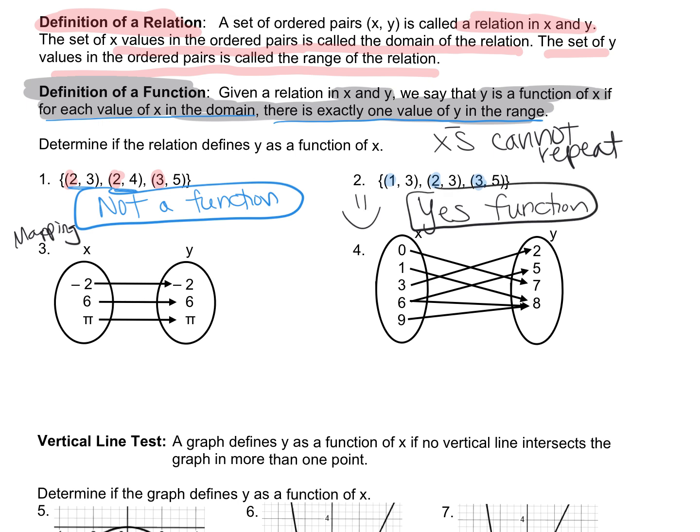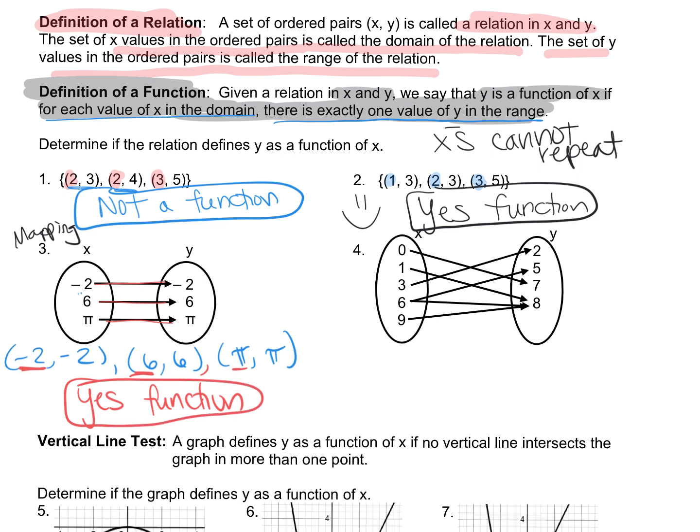And then mapping is very similar. I just have to look at these arrows. So for example, -2 is being mapped with -2. So that's what that ordered pair would look like. 6 is being mapped with 6, and pi is being mapped with pi. Notice that all of my x values are only going to one y value. So yes, this is a function. Once again, the x values are not repeating.